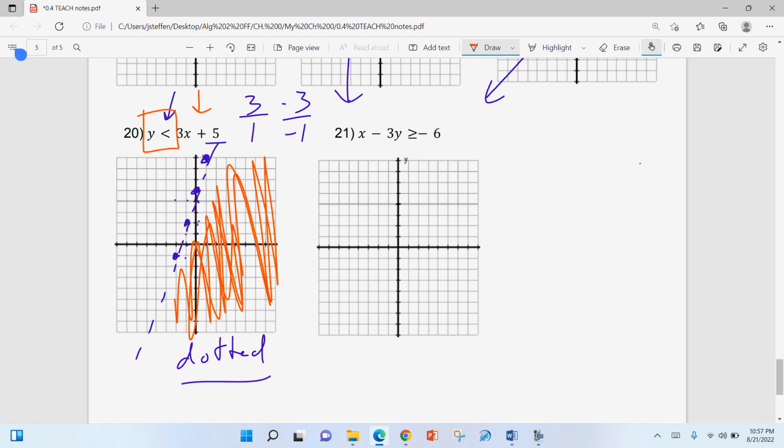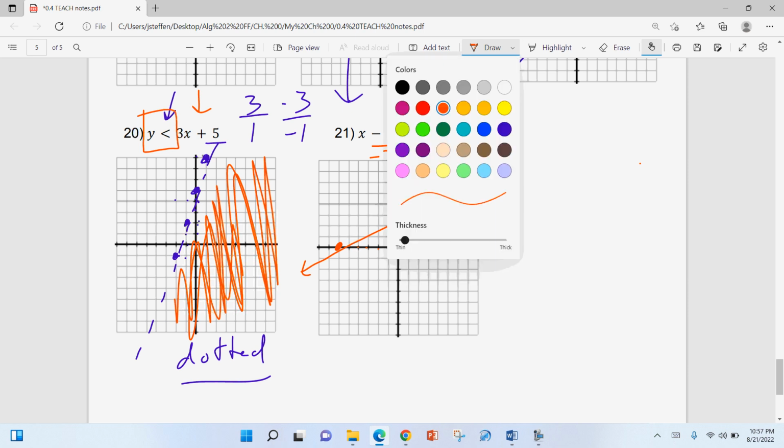Same thing with this, but honestly, I usually put it in slope-intercept form, but if you want to use the cover-up method, you can. I just think it's a little bit harder to see which way to shade. So if you use the cover-up method, your x-intercept is -6. 1, 2, 3, 4, 5, 6. Your y-intercept is +2. It is a solid line, since that inequality has a line under it, the equal to line with it. But again, for me, it's hard to figure out where to shade this one.